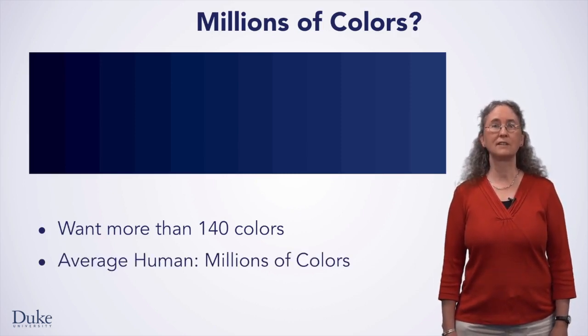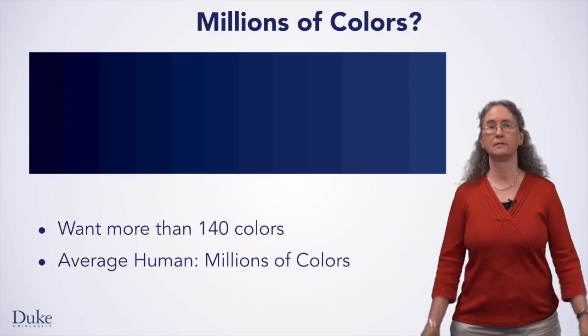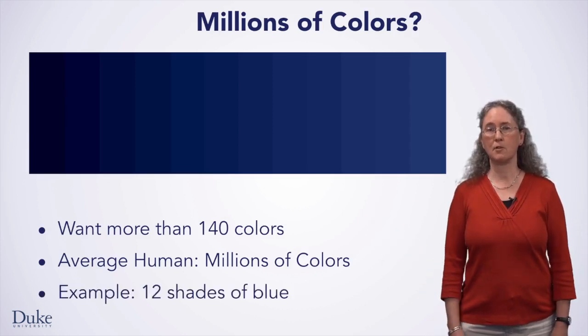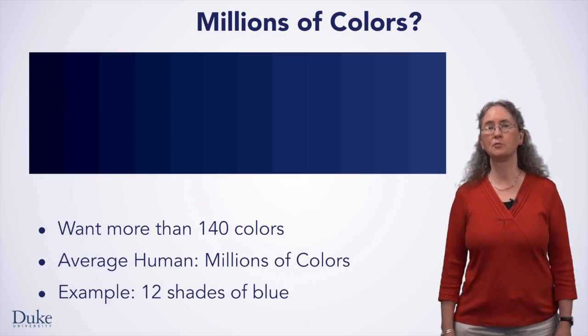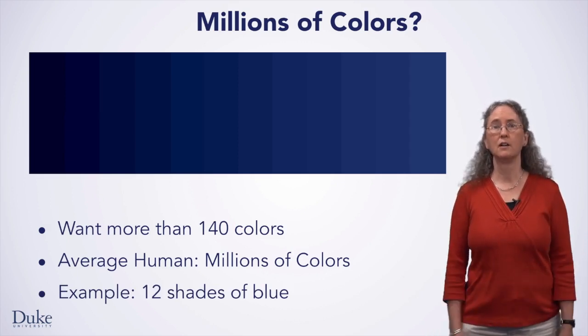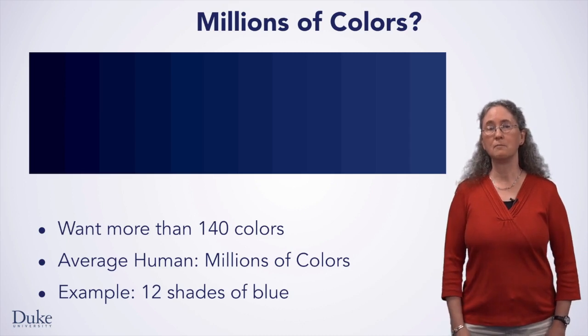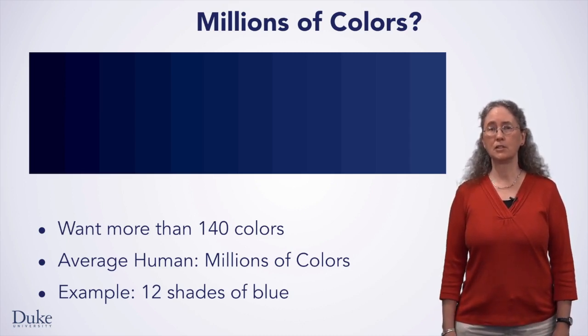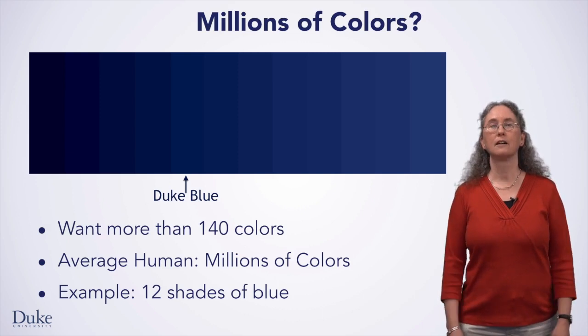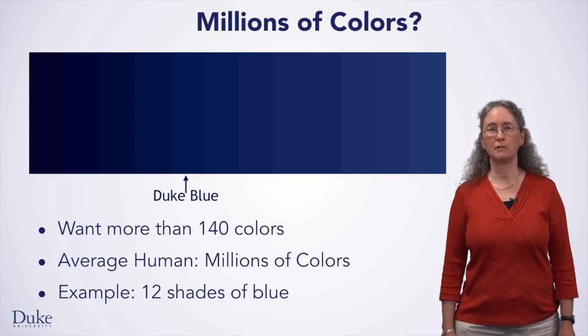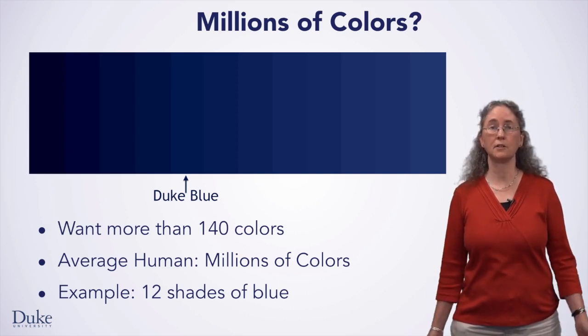Humans can perceive literally millions of colors. For example, we have here 12 very subtly different shades of blue, ranging from very dark on the left to a medium light blue on the right. These are just a few shades of blue, and one of them is a very important shade of blue. This bar in the middle is Duke blue. Of course, there's many more shades of blue and many more shades of other colors too.